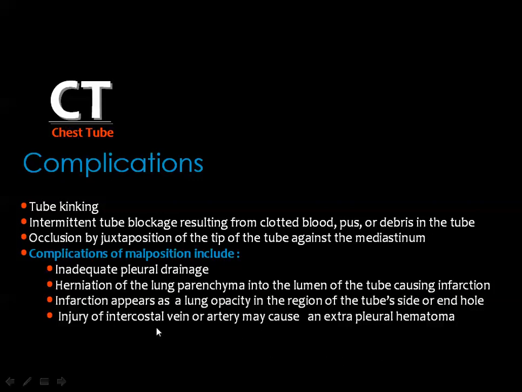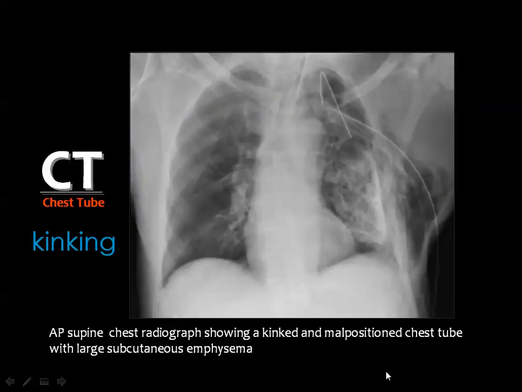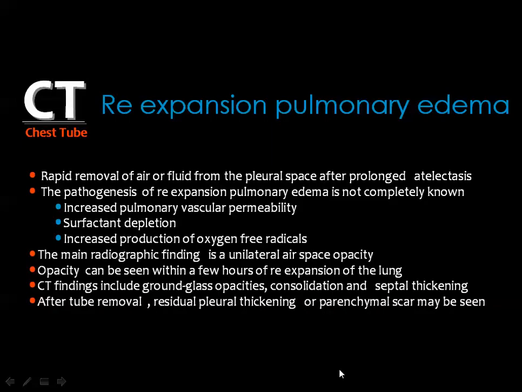Then injury to the intercostal vein or artery may lead to an extrapleural hematoma. This is an example of tube kinking, and you expect inadequate drainage. The hemithorax is still opaque. And this is also an example of tube kinking, and you can see extensive air in the subcutaneous tissues.